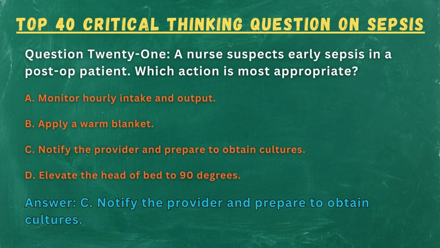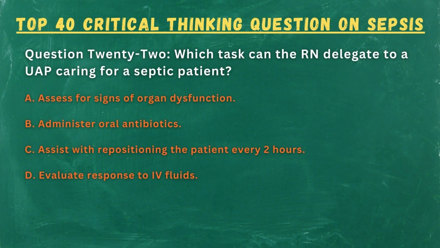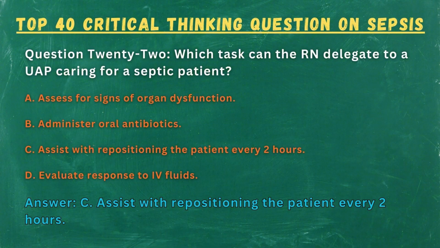Answer: C. Notify the provider and prepare to obtain cultures. Question 22. Which task can the RN delegate to a UAP caring for a septic patient? A. Assess for signs of organ dysfunction. B. Administer oral antibiotics. C. Assist with repositioning the patient every 2 hours. D. Evaluate response to IV fluids. Answer: C. Assist with repositioning the patient every 2 hours.